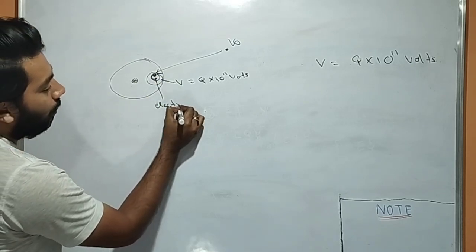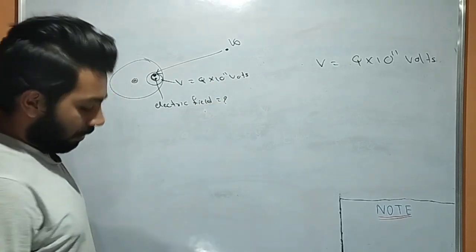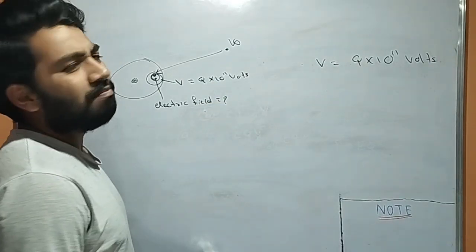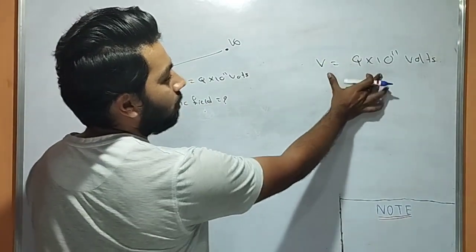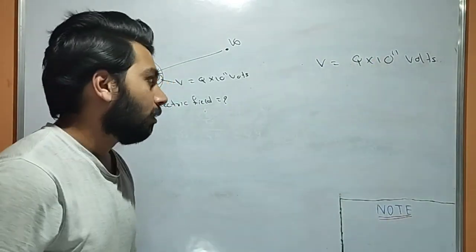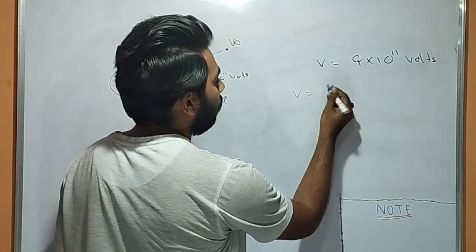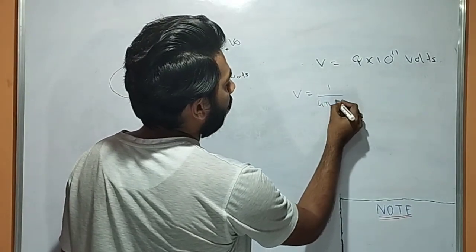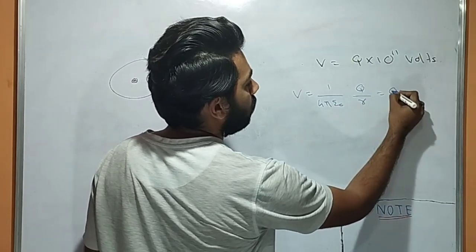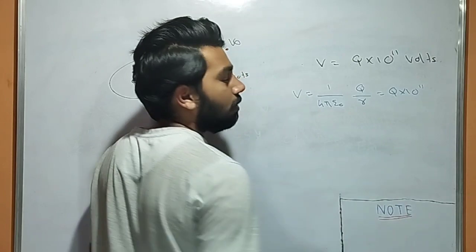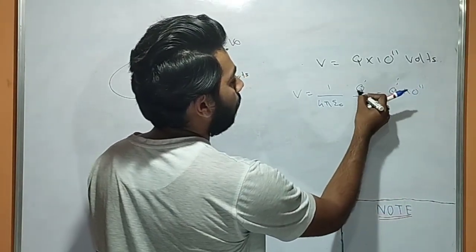What you have to calculate? Electric field at this point. What will be the electric field of this? Just simple. Very easy. How? See, we know this, which is equal to this. But we know the potential formula. Now what is the potential formula? Potential formula is like 1 by 4 pi epsilon naught q divided by r, which is equal to this thing. Now you can simply just cancel this q from both sides.